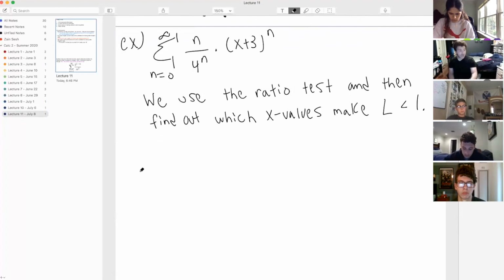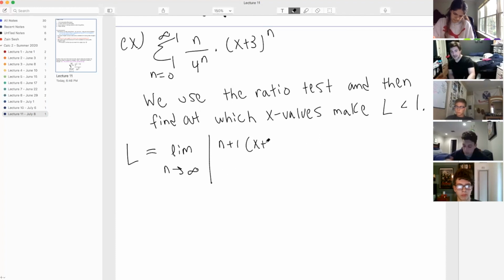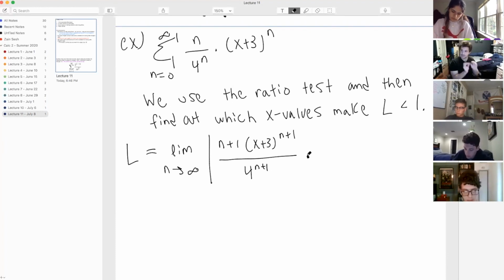It's pretty much the same as the do now activity. So we just set up this capital L limit, the limit as n goes to infinity. Now it is important to use the absolute values. If you recall the statement of the ratio test, we needed to have absolute values, so we need them now. So we do the n plus 1th term: n plus 1 multiplied by (x plus 3) to the n plus 1 over 4 to the n plus 1. That's just the n plus 1th term.